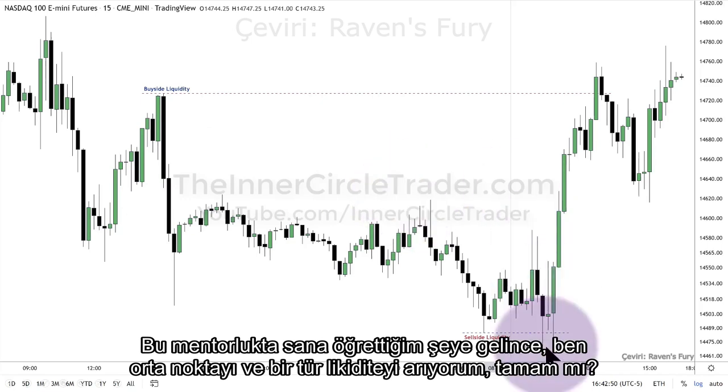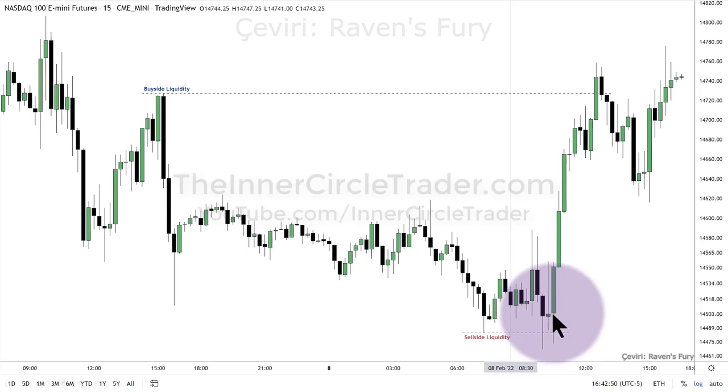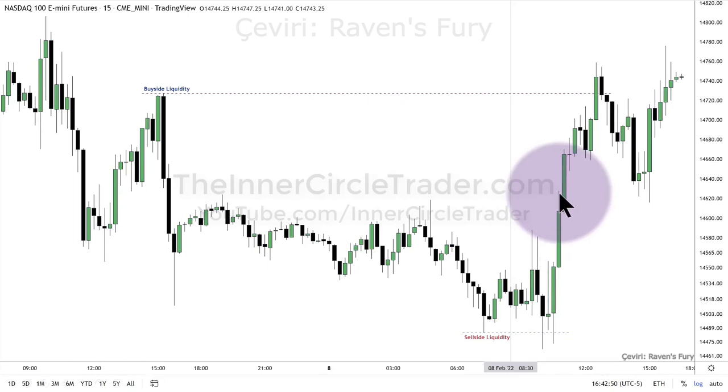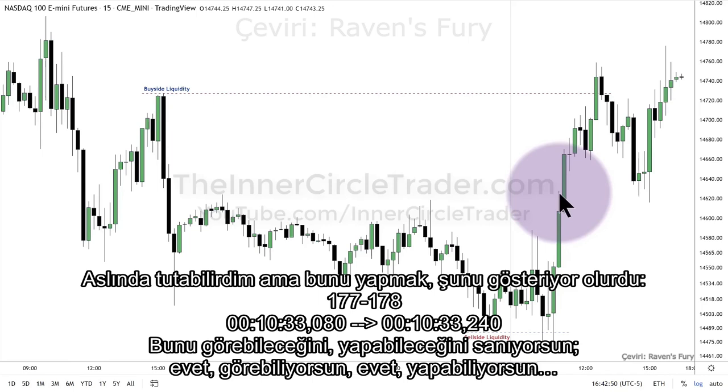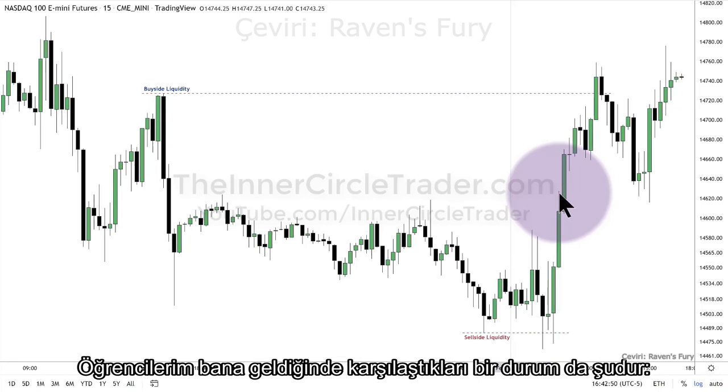So we traded below. I went long on that candle. I'll show you in a live account. Trust me, just hear me out. I bought a ride up here, and I took out on this candle here. I got out on that high. Now, I could have held it, but to do so would be painting the picture that you can do this and take down these types of trades all the time, when the reality is you're going to require a lot more time to develop than you probably think it will require.